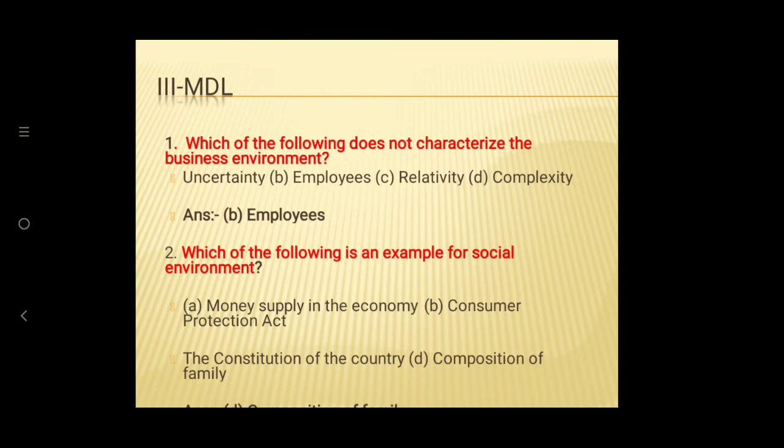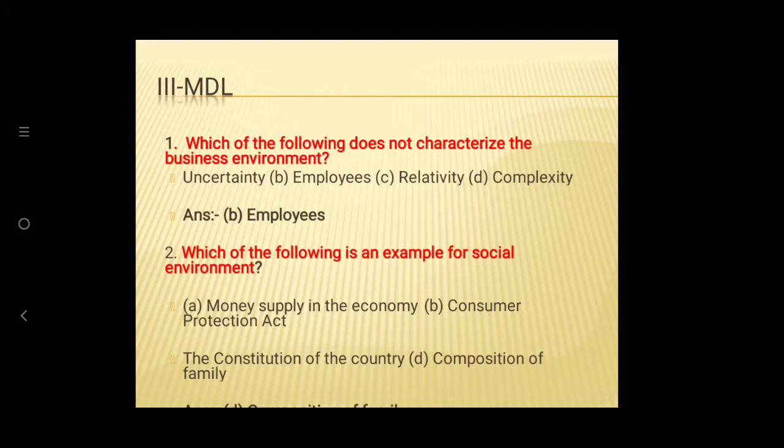Which of the following is an example for social environment? Option A, money supply in the economy, Consumer Protection Act, the constitution of the country, composition of family. The right answer is option D, composition of family. This is the suitable example and it is related to social environment.